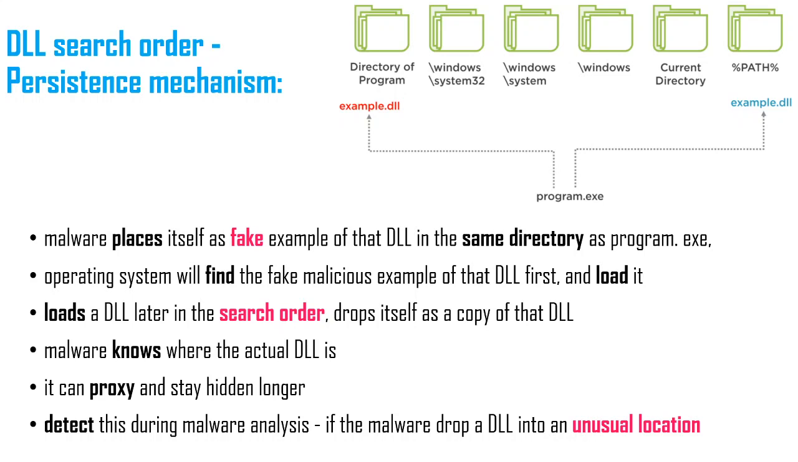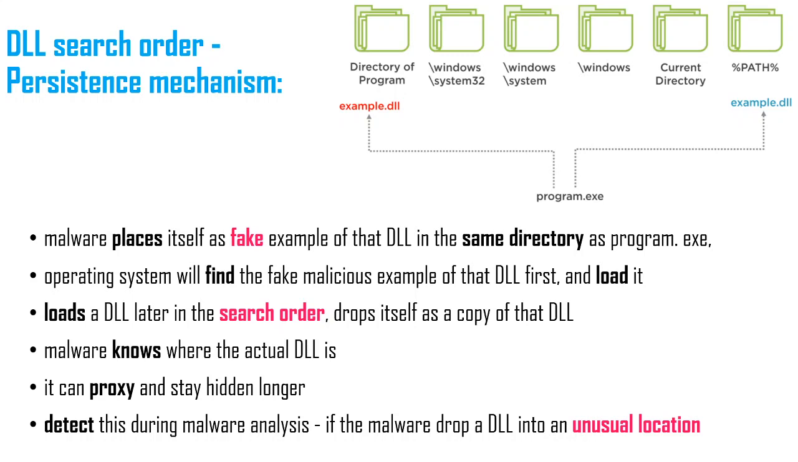So the malware places a fake example.dll in the same directory as program.exe. This DLL search order is performed by the operating system of your system. The malware takes advantage of this search order, and places a fake example.dll in the same directory where program.exe is executed. So the operating system will find the fake malicious DLL first, and it is loaded. The program.exe will be loaded.